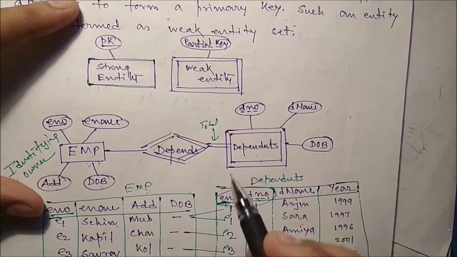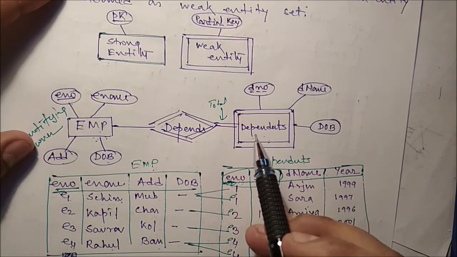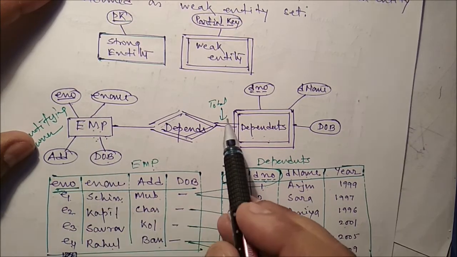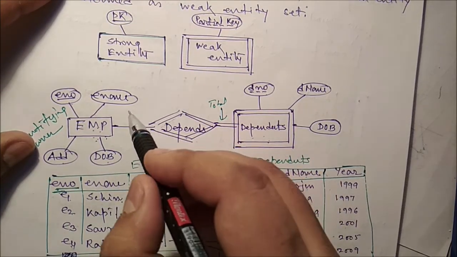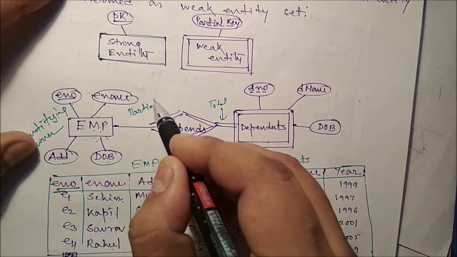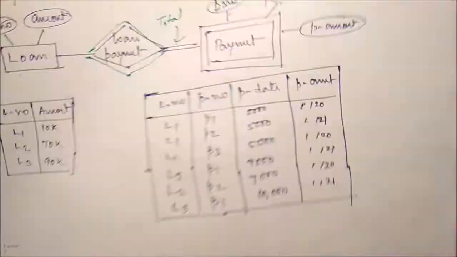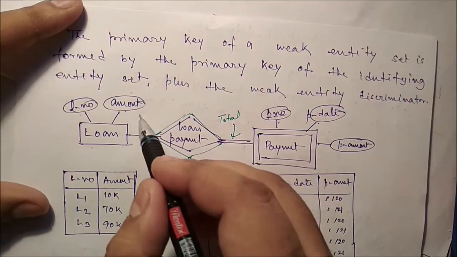Already you know total and partial. Total means each dependent must have at least one associated entry in employee. So it is total, and the other side may be partial. An employee may have children or may not. So here it is total and here it is partial.